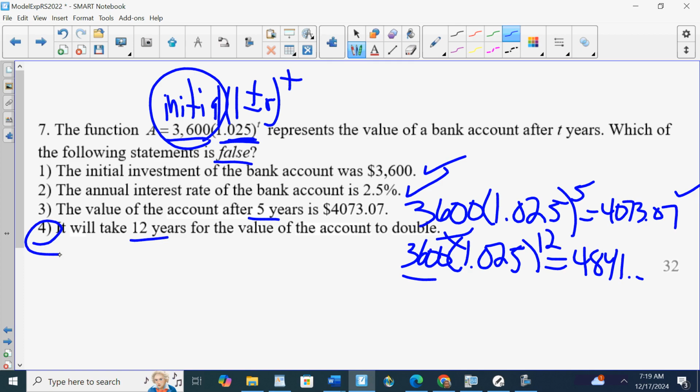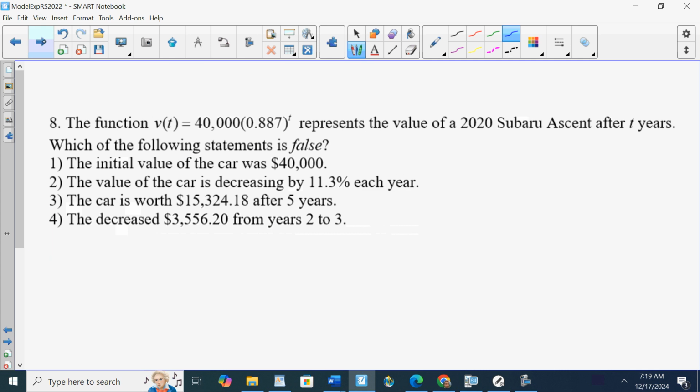That one's false. So A, you need to understand that what's in front is your initial or starting amount. What's inside is 1 plus or minus the rate, and you need to be able to pull whatever the rate is from that. And then if it's talking about the value after time passes, you substitute into the equation. You'll see one of those.